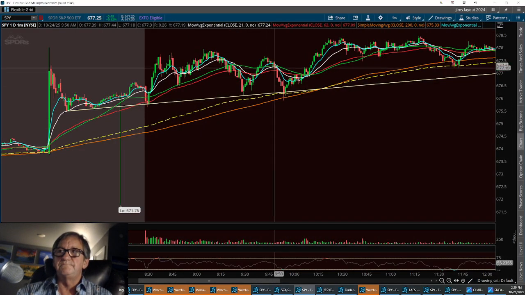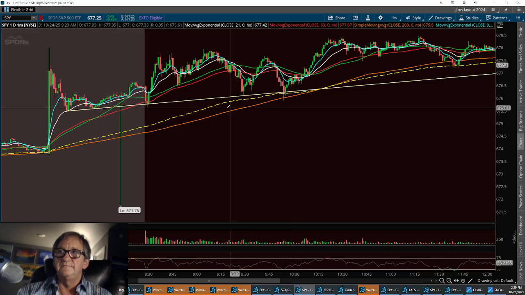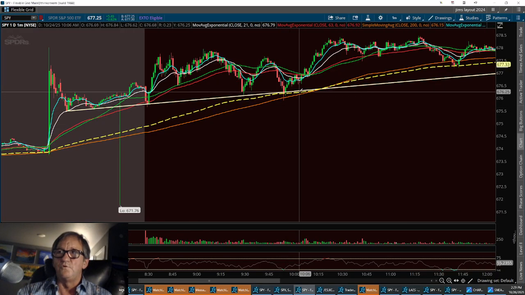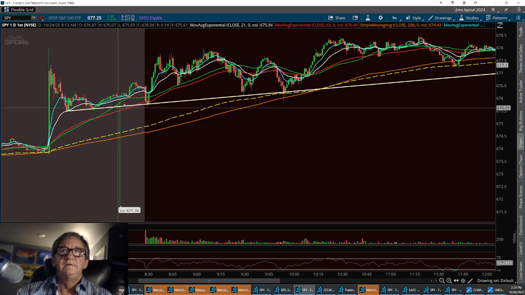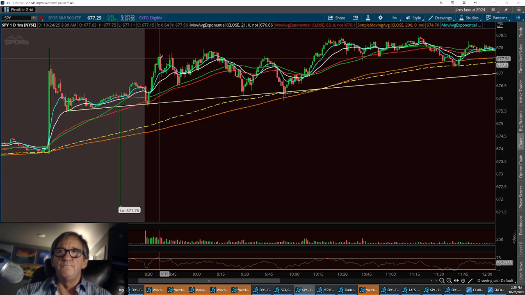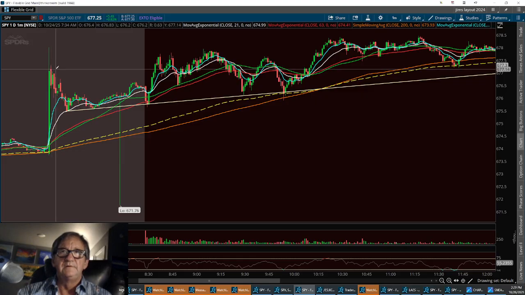So we had a knife. It came back and it hit that quad bottom. We had a knife right here, read it open, triple bottom, boom, bounced up, and I got out of this trade at a double top. There's your double top right there.